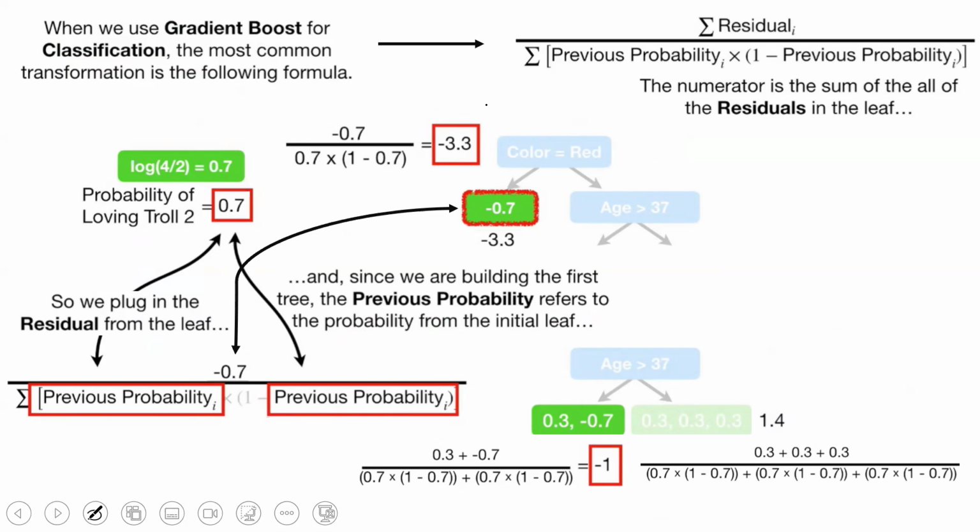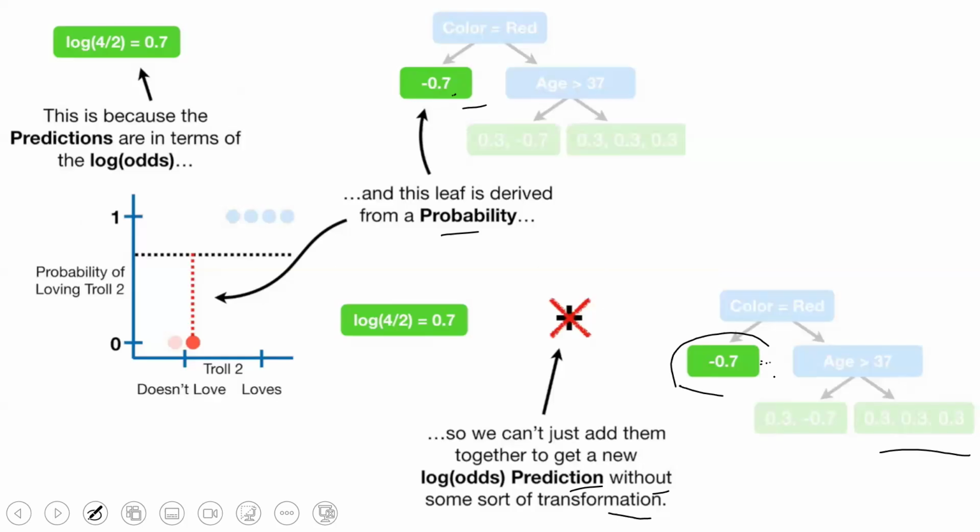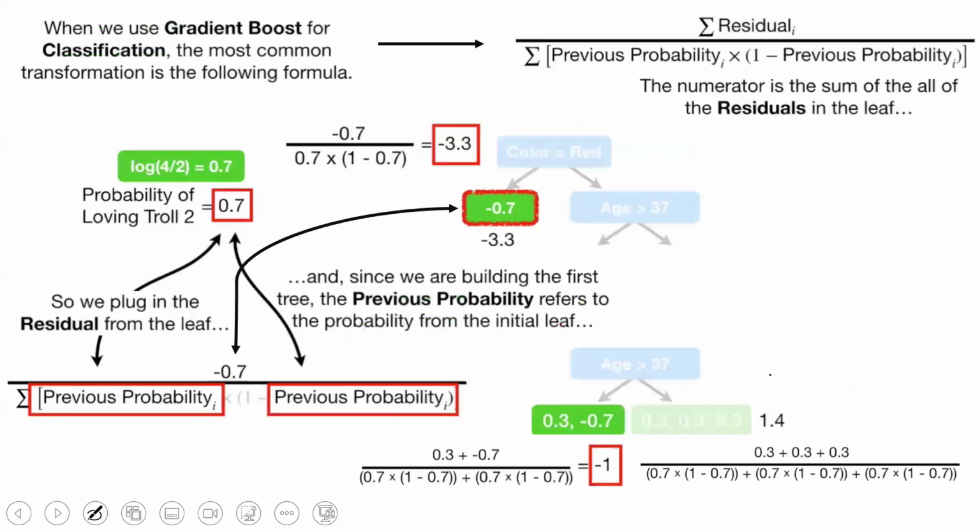You cannot directly use them in regression. You would have directly used the residuals there because those are actual values, whereas these are probabilities. So you need to transform the probabilities back again using this formula, which is the sum of residuals divided by the summation of previous probability into 1 minus previous probability. So the numerator is nothing but the summation of the residuals.